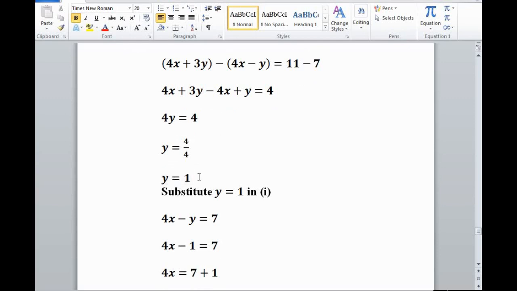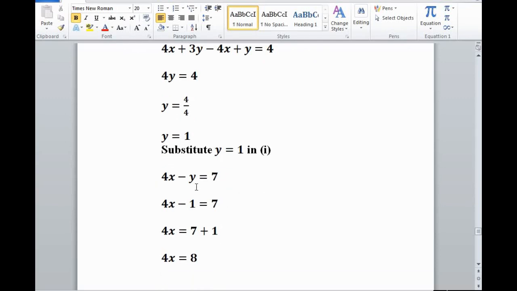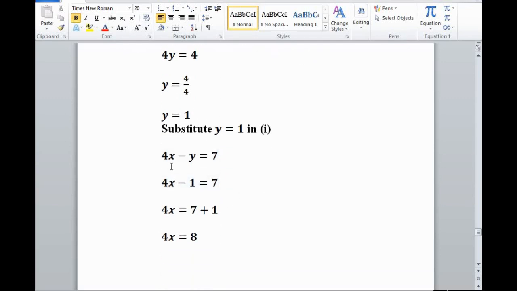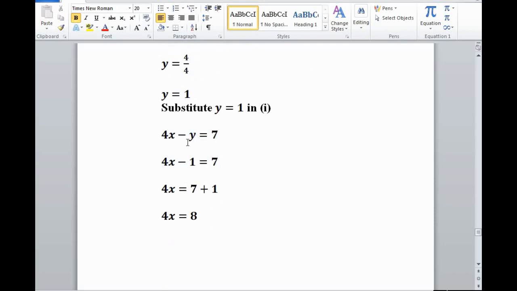So substitute y equals 1 in equation 1. First, I'm going to write equation 1, which is 4x minus y equals 7. And then I'm going to substitute y equals 1 in this equation. So this equation becomes 4x minus 1 equals 7. And then 4x equals 7 plus 1, if we take this negative 1 from left to the right side. So 7 plus 1 equals 8. And now 4x is equal to 8.